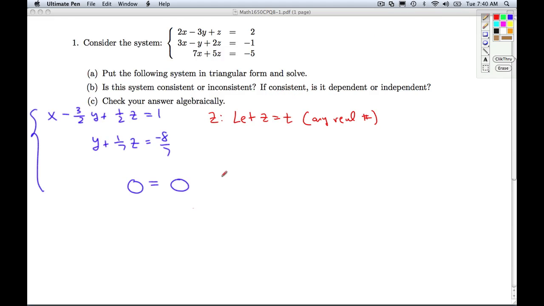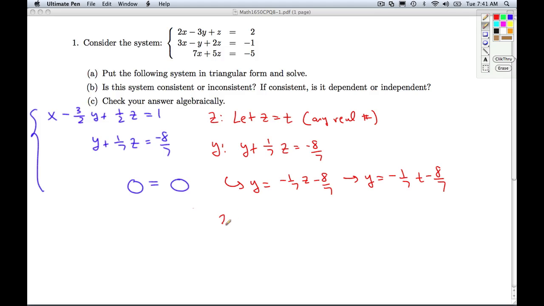Okay, so since we have a 0 equals 0 here, we're going to let z be t for any real number t. And now, to get y, I'm going to use this equation. y plus 1/7 z is minus 8/7. So I can easily solve this for y. y is negative 1/7 z minus 8/7. And substitute in what z is. I get y is minus 1/7 t minus 8/7 for any real number t.